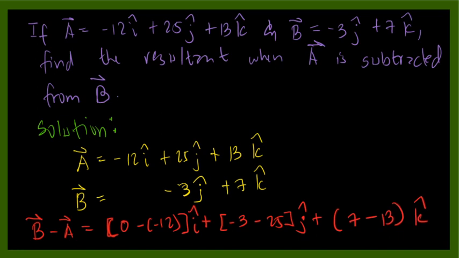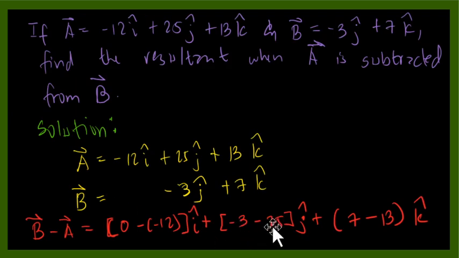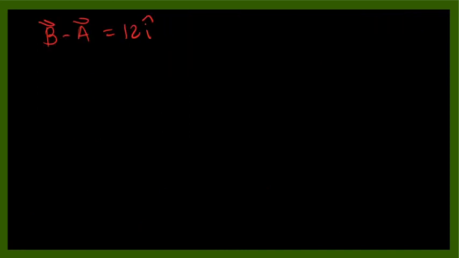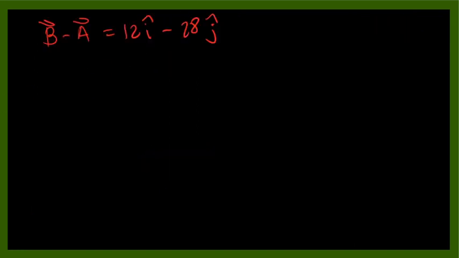Okay, so vector B minus vector A is equal to 0 minus negative 12, so that will be plus 12, or positive 12 i hat. Then negative 3 minus 25 will be negative 28, so we have minus 28 j hat. Then we have 7 minus 13, which is negative 6, so we will have negative 6 k hat. And this will be our answer.